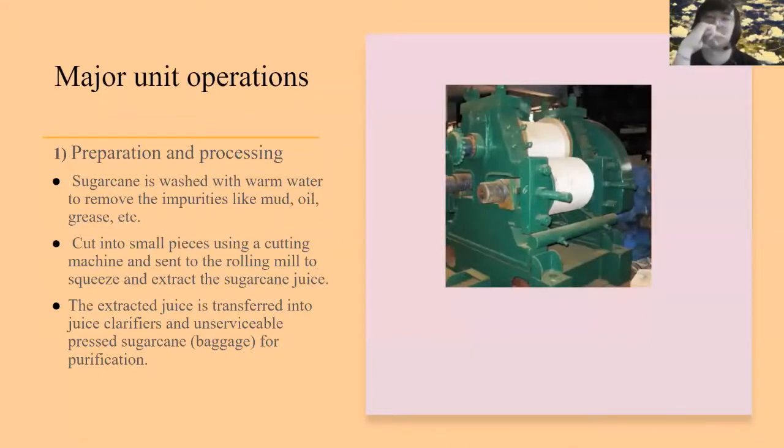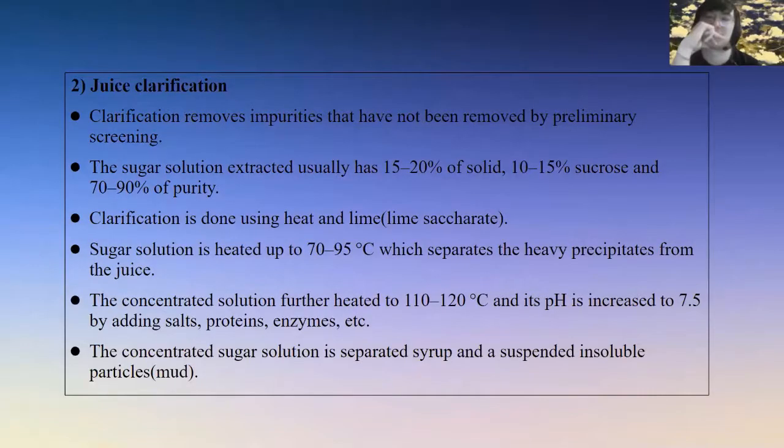The first major unit operation is preparation and processing. Sugarcane is washed with warm water to remove impurities like mud, oil, grease, and so on. It is cut into small pieces using a cutting machine and sent to the rolling mill to squeeze and extract the sugarcane juice. Extracted juice is transferred into juice clarifiers, and unserviceable pressed sugarcane for purification. Next slide, please. The second major unit operation is clarification.